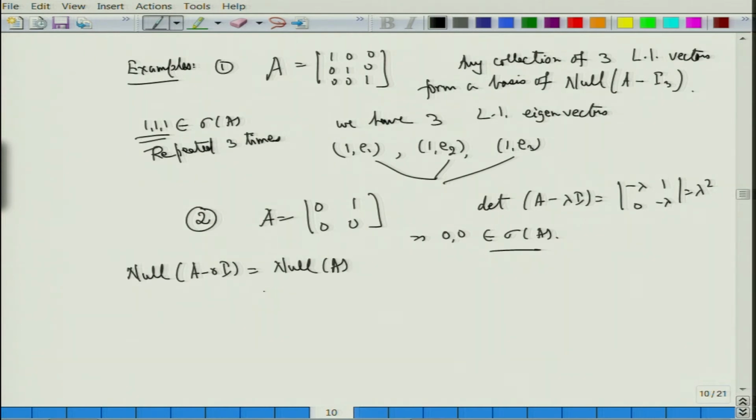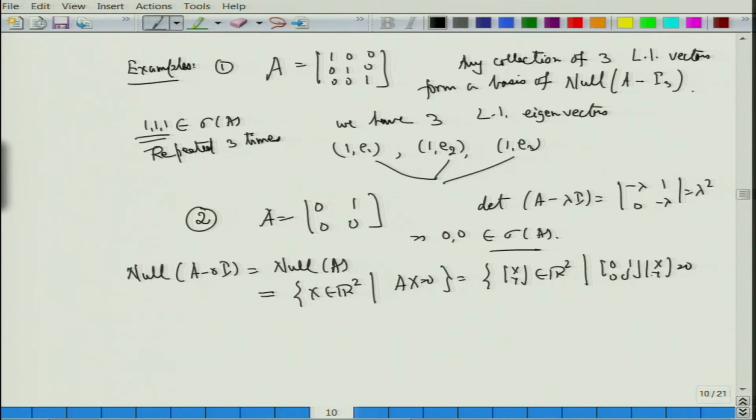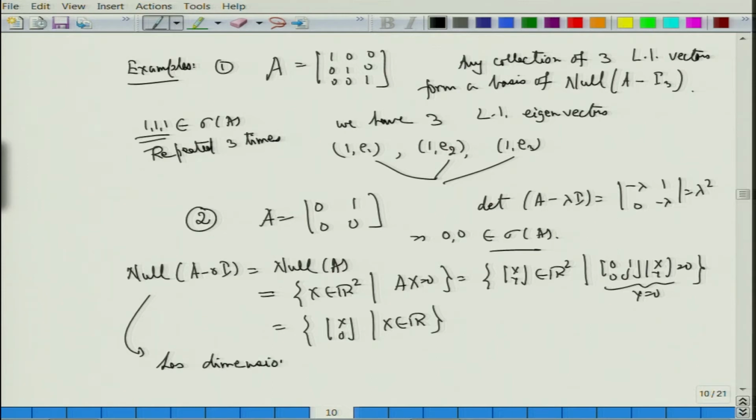So if I want to compute this, I would like you to see that this is all x belonging to R2, or say C2, whatever you want to say, such that Ax is 0, which is the same as all (x, y) belonging to R2 such that [0 1; 0 0] times (x, y) is 0. Now this gives you y is 0, fine. So you can see that this is just all vectors of the type (x, 0), x belonging to R. So this space has dimension 1.